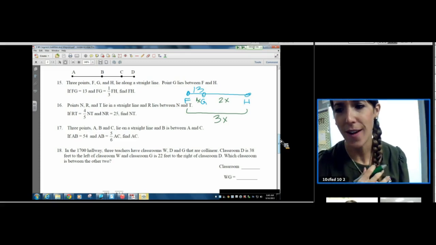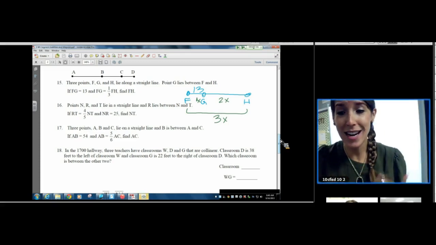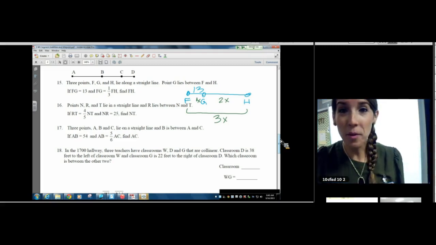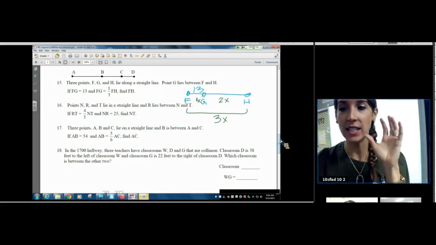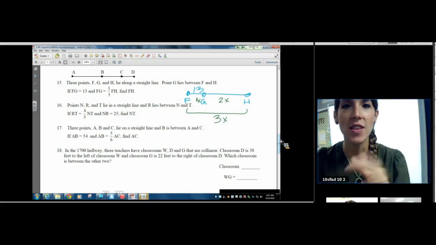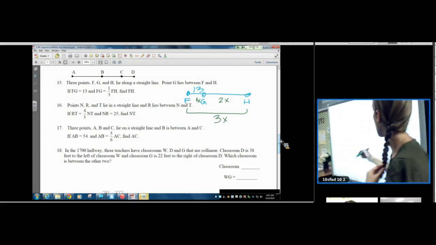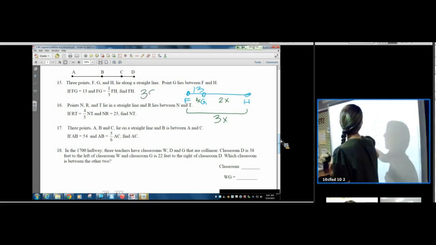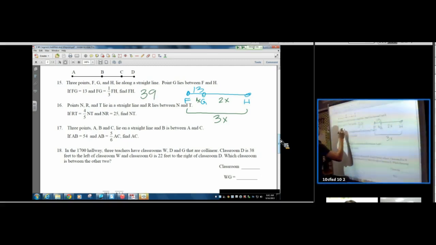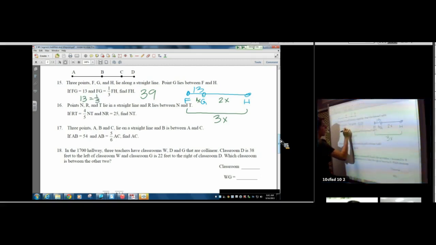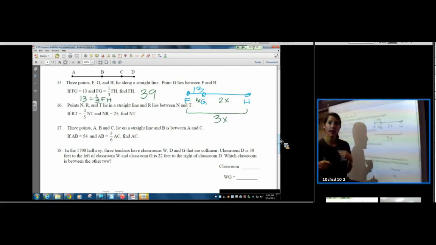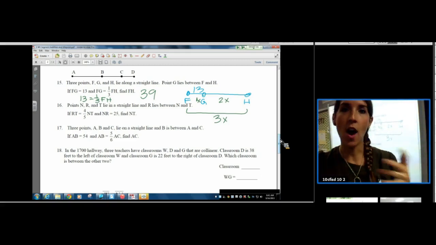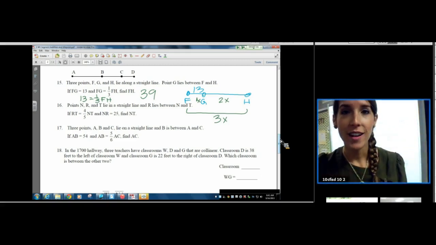Okay, so if I wanted to find FH, I would just take 13 and I would triple it, times 3. Because if 13 is 1x, then what's 3x? Well, it's 39. So the answer was 39. Could you have taken 13 and done this? 13 equals 1/3 FH. And then to solve for that, the opposite of 1/3 is 3. So you would just multiply both sides by 3. So that's another way to look at that one.